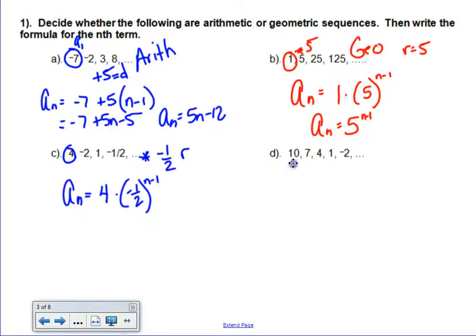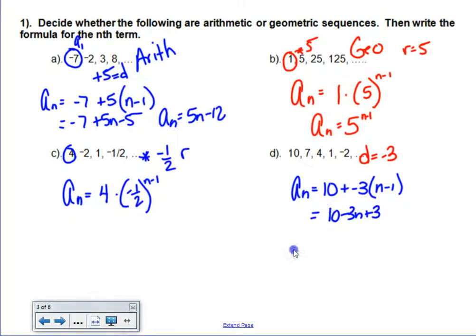In letter D, a lot of little kids say they're subtracting 3 each time, but remember, the common difference has to be in terms of adding something. So you could think of it as subtracting for now, but when I go to the formula, a sub n equals, my first term is 10, and then we're going to say it's plus -3, which we know is really subtract 3, times n minus 1. So if I distribute the -3, I get -3n plus 3. So my general term, or my formula, is -3n plus 13.